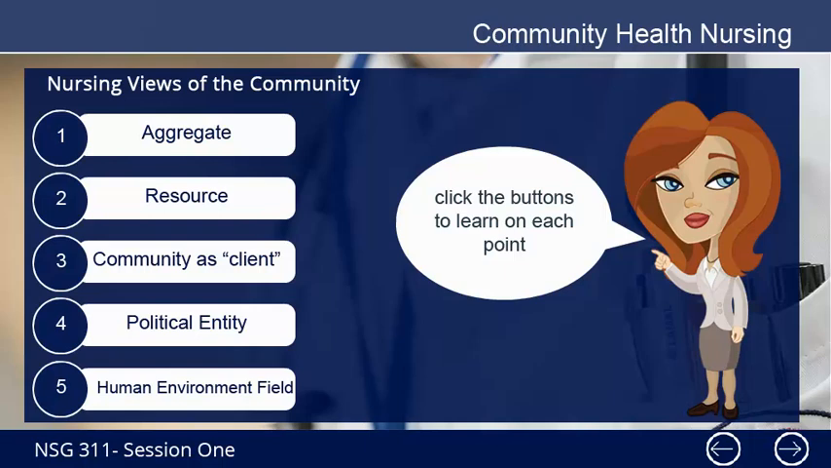Nurses can perceive or consider the community in 5 ways. 1, aggregate. 2, resource. 3, community as client. 4, political entity. And 5, human environment field.